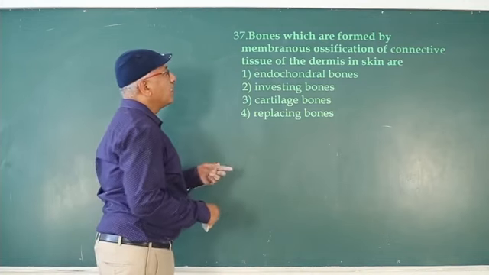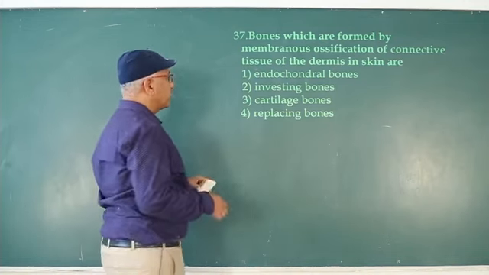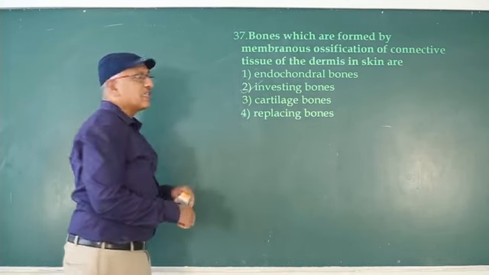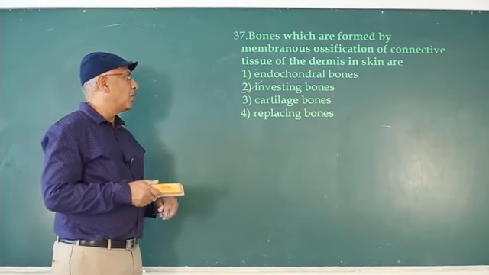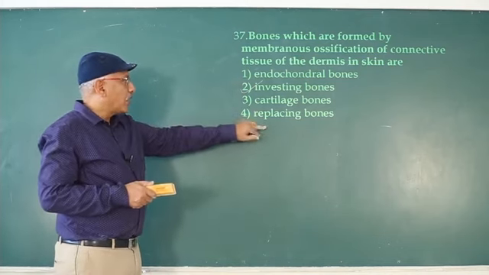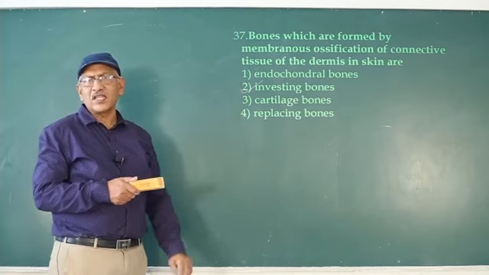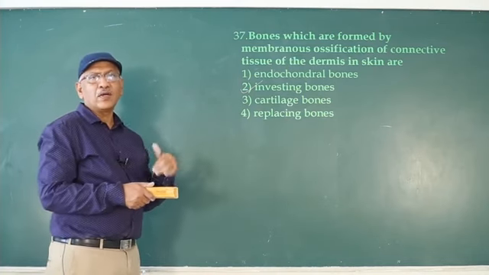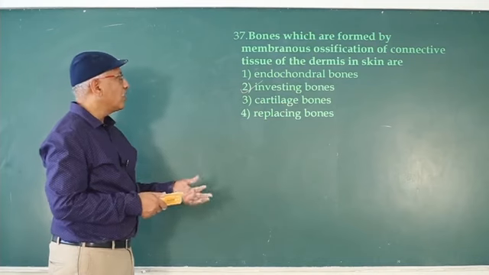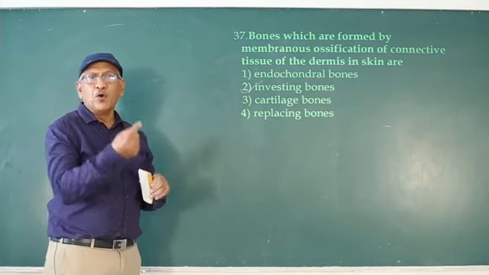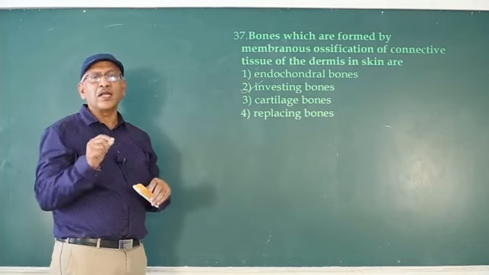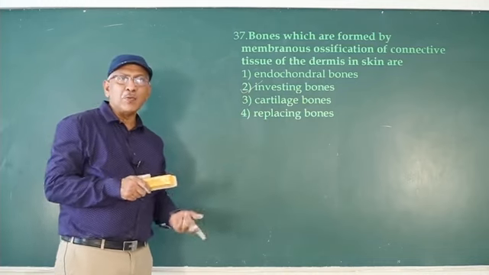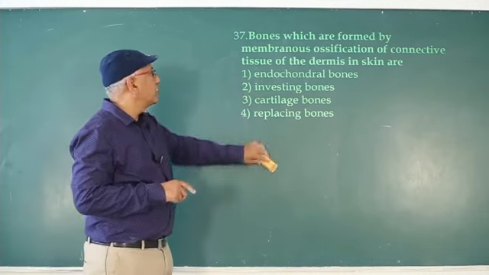Bones which are formed by membranous ossification of connective tissue are known as investing bones. Investing bones, membranous bones or dermal bones. Endochondral bone, cartilaginous bone, replacing bone, one and the same. If bone cells enter into cartilage, convert the cartilage into bone, known as cartilaginous bones, replacing bones or endochondral bone. If bone forming cells, osteoblasts, enter into dermis and convert the dermis into bone, known as investing bones, membranous bones or dermal bones.